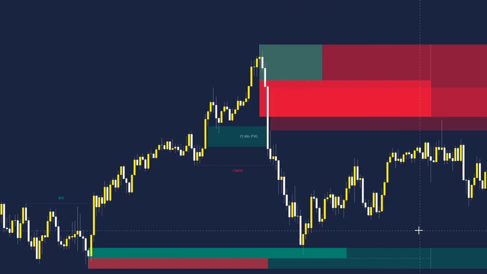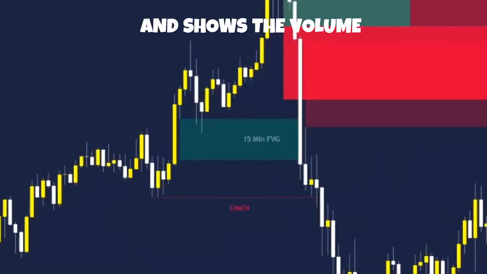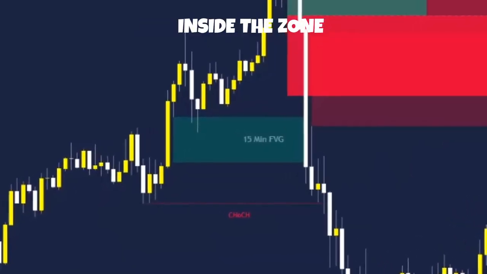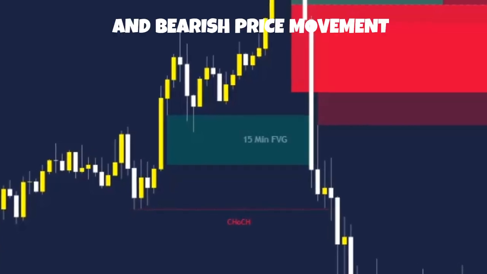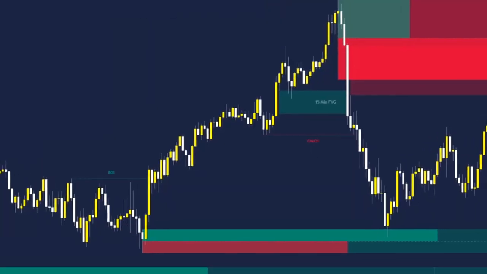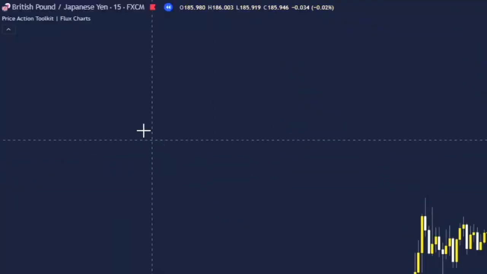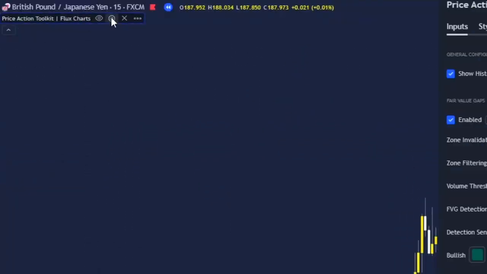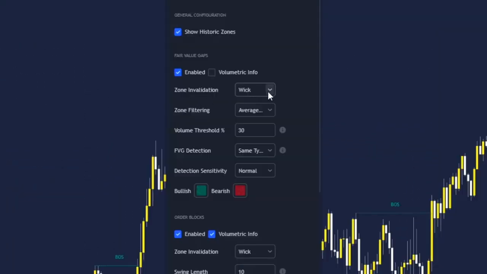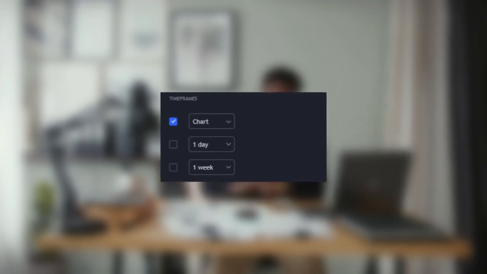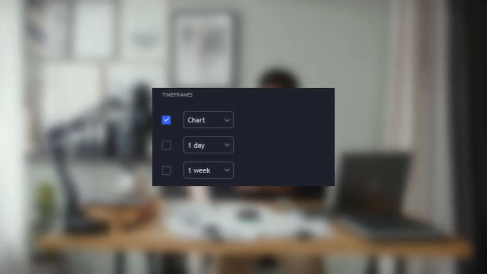The first feature we are going to check out is the volumetric fair value gaps. This is a great tool that plots fair value gaps and shows the volume inside the zone for both bullish and bearish price movement. This is great for avoiding those bad value gaps. And if you open the settings, you can also see here that you can choose between candle closures or wicks above or below the zone. There is also a feature to view these fair value gaps on higher time frames. So if you trade multiple time frames, this is an awesome feature to have.